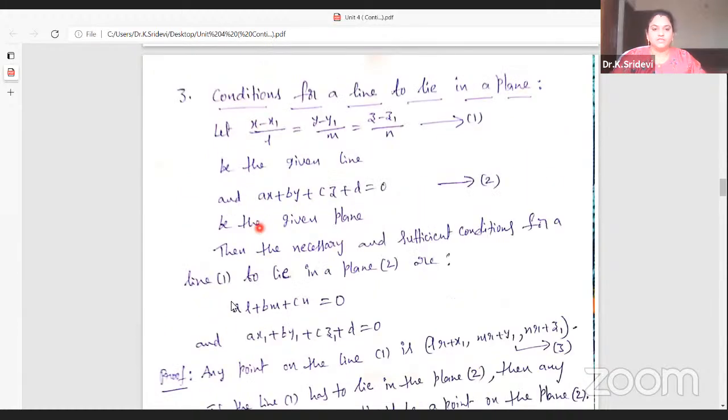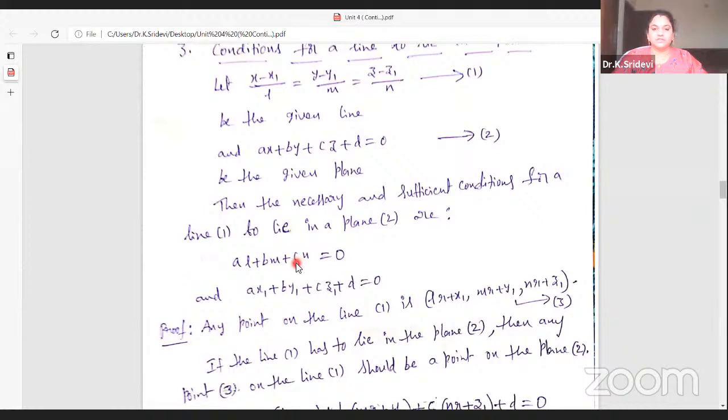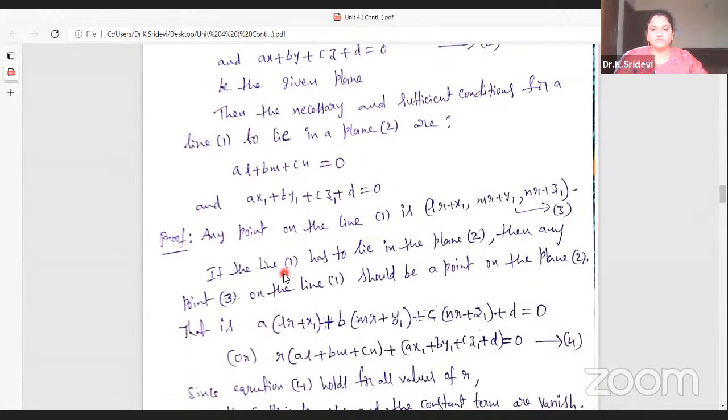If you observe, L, M, N are the direction cosines, and A, B, C are the coefficients of x, y, z respectively in the plane. And x1, y1, z1 is the point through which the line passes. So these two are the necessary and sufficient conditions for a line to lie in a plane. Now we are going to see the proof of this.